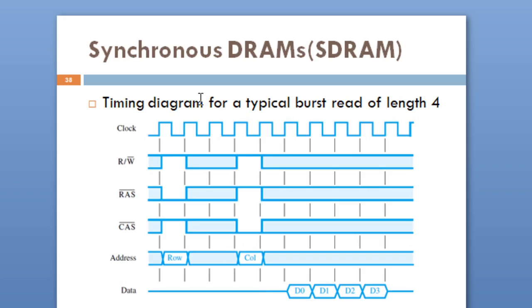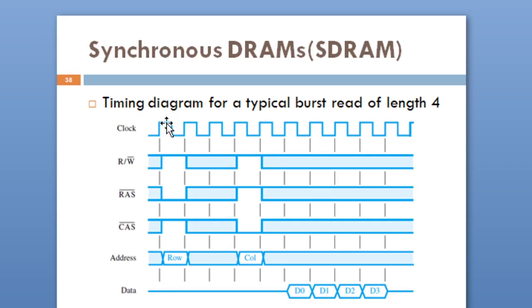This slide shows the timing diagram for a typical burst read of length 4. Burst means a block of data. So here there are four blocks of data to be fetched by the processor from the memory, that is D0, D1, D2 and D3. Using this timing diagram we will explain how the read operation happens. Here we have different signals, and the first one you can see is the clock signal.